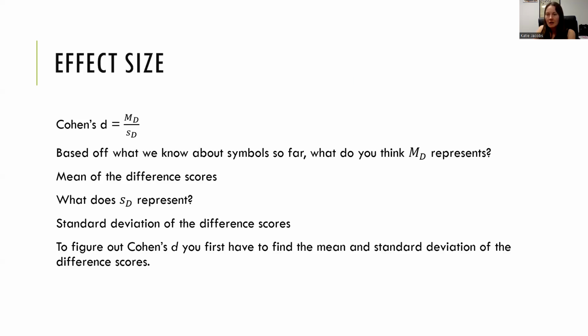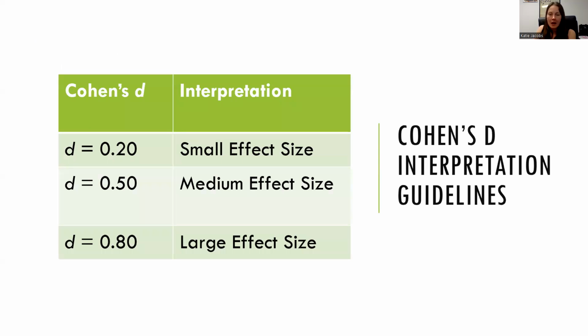So with Cohen's d, we have some interpretation guidelines. Once we get a Cohen's d of 0.20, we can interpret that as a small effect size all the way up till we get a Cohen's d of 0.50. Once it hits 0.50, it becomes a medium effect size. And then we call it a medium effect size until Cohen's d gets to 0.80. And once we get to 0.80, that becomes a large effect size.